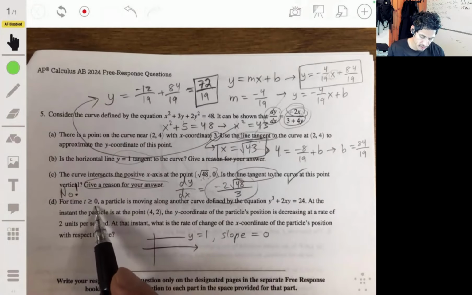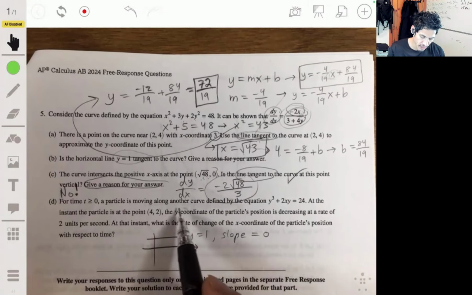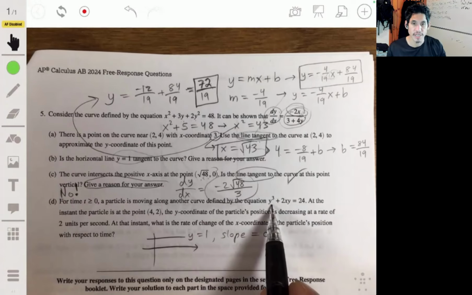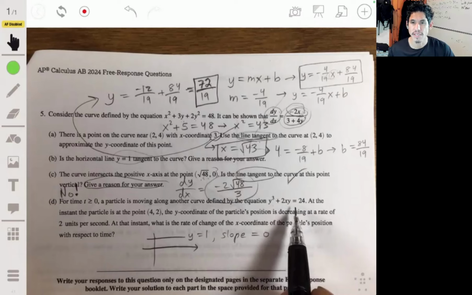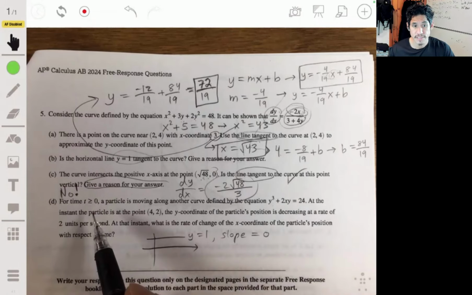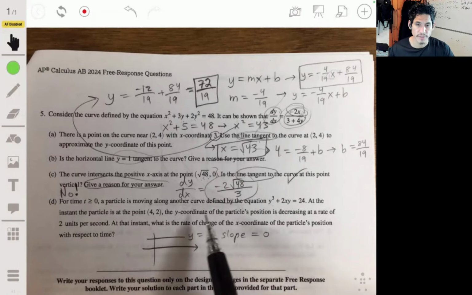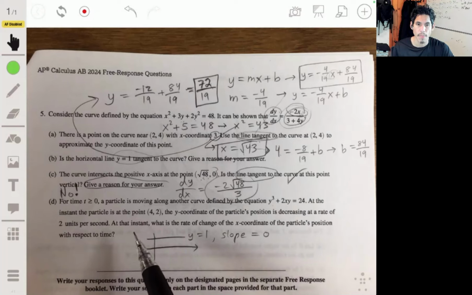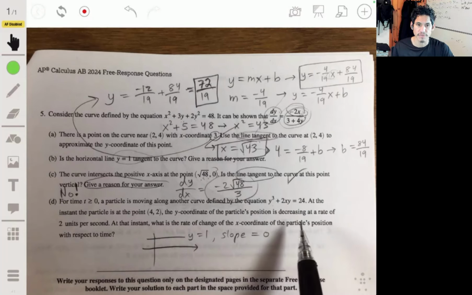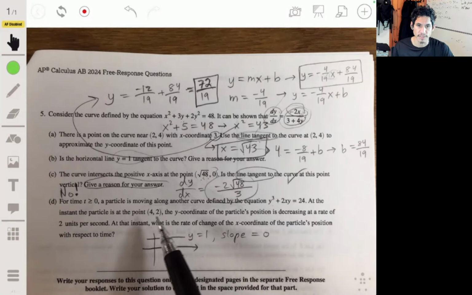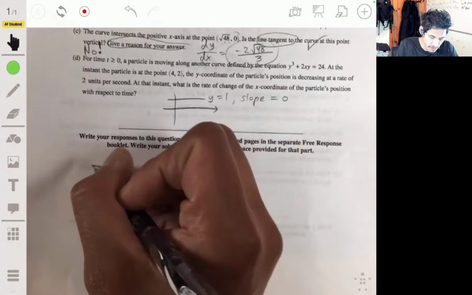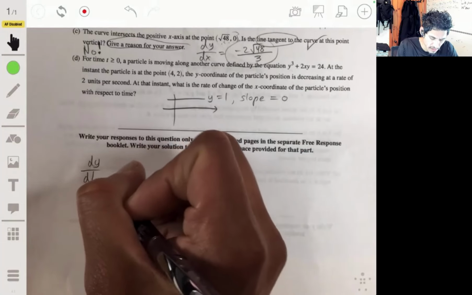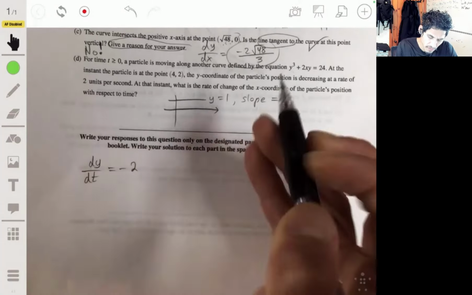For time t greater than or equal to 0, a particle is moving along another curve defined by the equation y cubed plus 2xy equals 24. The instant the particle is at the point (4, 2), the y coordinate of the particle's position is decreasing at a rate of 2 units per second. So that means the change in y with respect to time is -2. Let's write this down: dy/dt is -2.